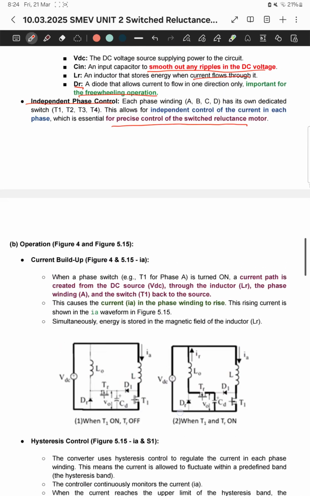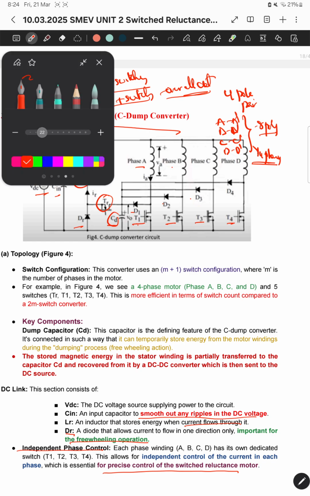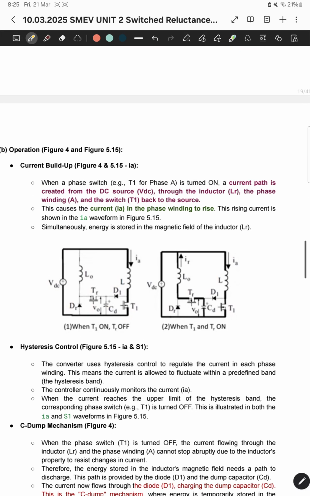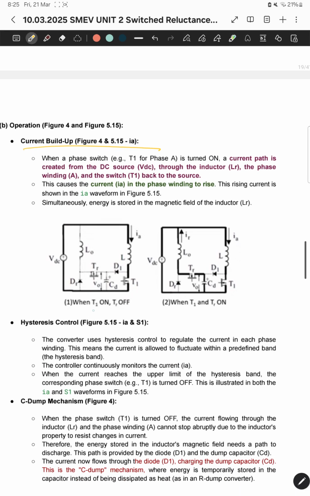Coming to this operation, it will be difficult to show the same operation through this circuit, so I am trying to split the circuit in this manner. Here I'll assume different cases: when T1 and TR are on, and when T1 and TR are off. In this phase the power flow is from the supply to the phase winding. This is the motor phase winding, let's say I'm assuming phase A. Let's assume that T1 is on.